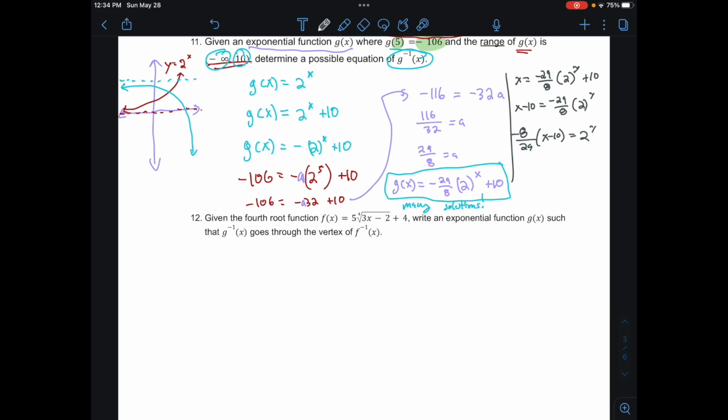Okay, now I need to take the log base 2, switch to log form. Log base 2 of negative 8 over 29, x minus 10 is equal to y, or in this case, g inverse x. Okay, and so this is actually my answer for g inverse x.